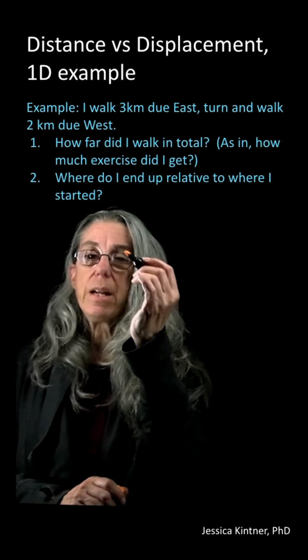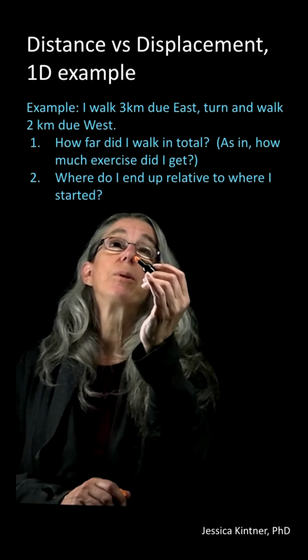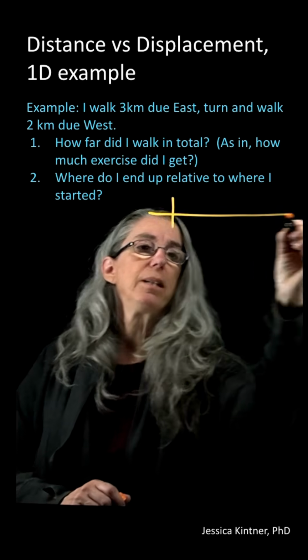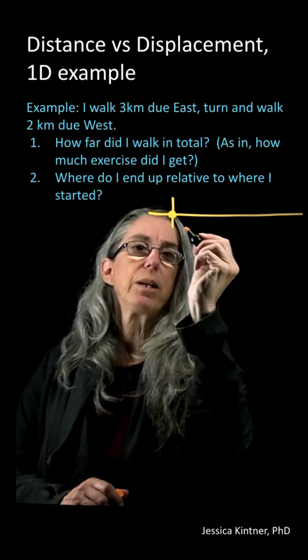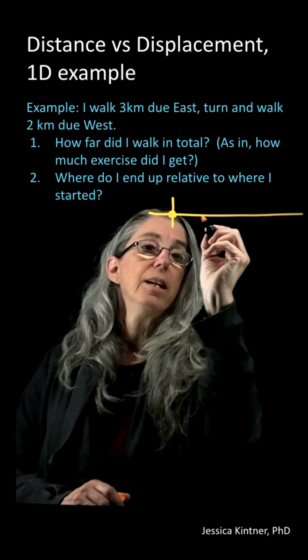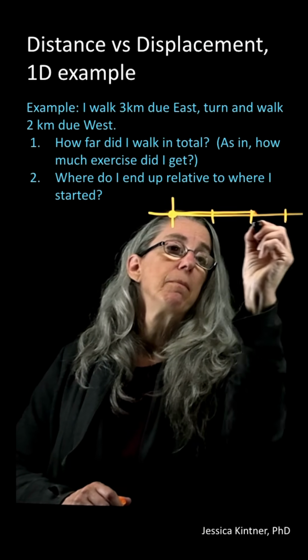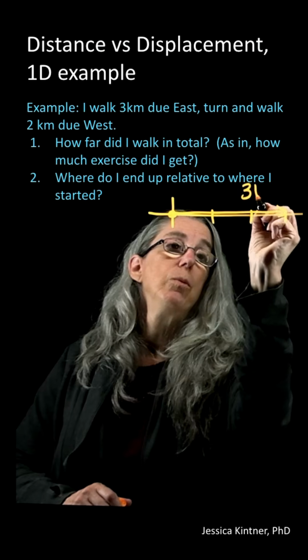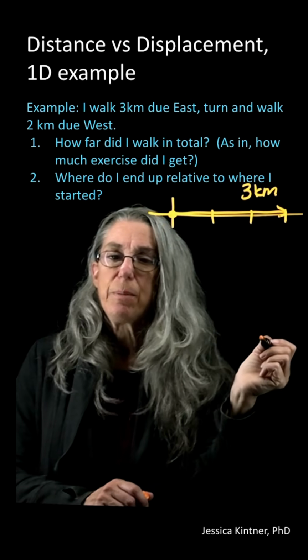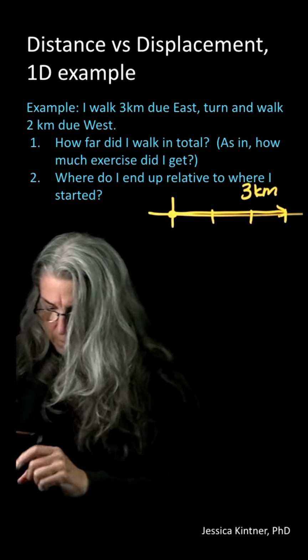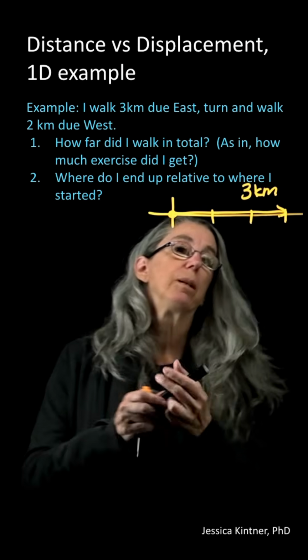It never hurts to draw a picture. For the second part, we're definitely going to want a picture. So what I would do for this is I would pick a particular spot to be my origin, usually where I start. And so that's my starting point. And then I go 3 kilometers to the east, which I would usually choose the plus x direction to be east, and then I turn around and I go 2 kilometers due west.